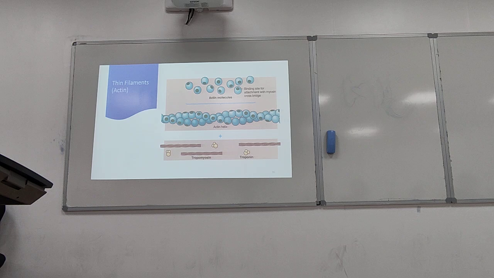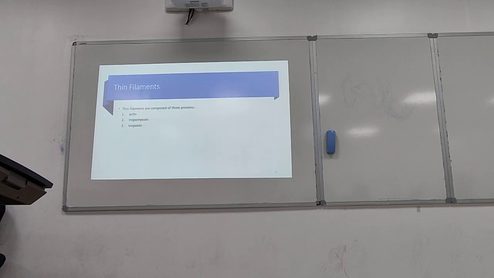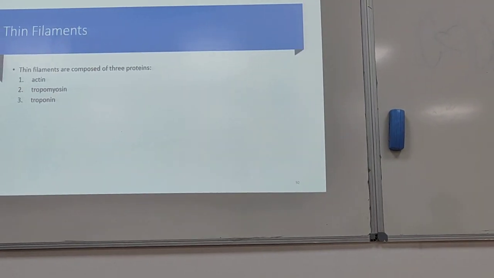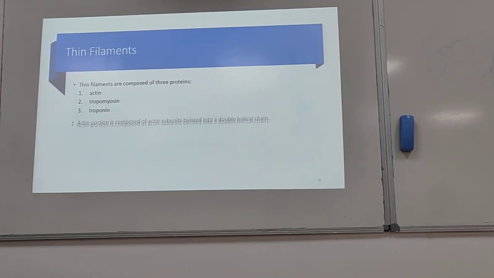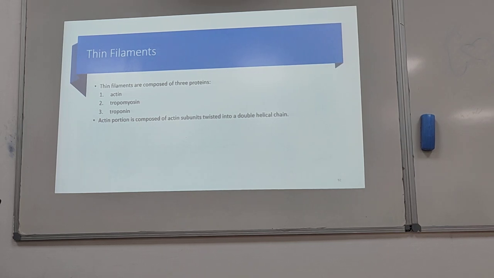So my dears, we have thin filaments which are actually actin, but on top of the actin we have two other proteins called tropomyosin and troponin. Their function is to cover the active site of the actin. Same thing written over here. The thin filaments are made up of three proteins: actin, tropomyosin and troponin. The actin portion is composed of actin subunits twisted into a double helical chain. Each actin subunit has a specific binding site for myosin. It does not have one for ATP. The ATP function is a function of the myosin.